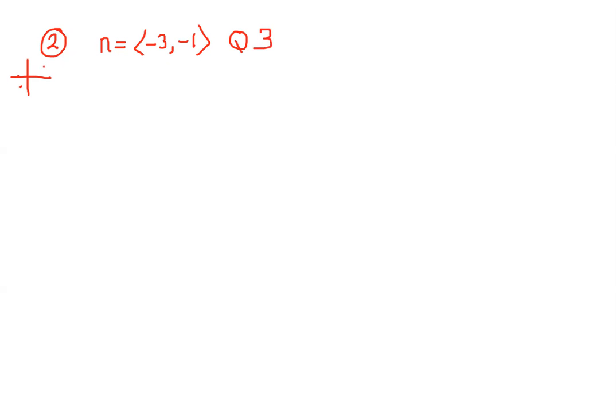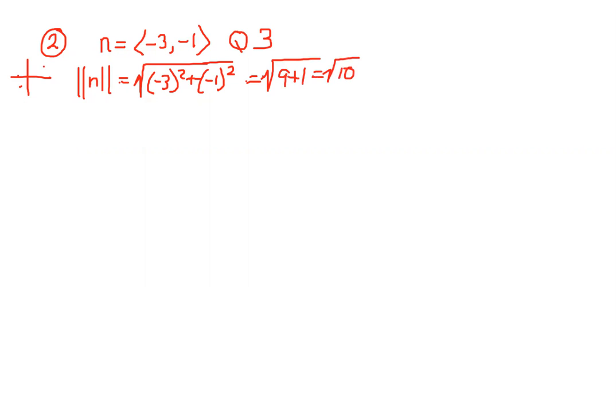Okay, so we're going to say, first of all, let's find the magnitude. That's easy. Square root of -3 squared plus -1 squared. But remember that these negatives all turn positive because we're squaring them. And we get 9 plus 1, or the square root of 10. And that equals about 3.16. There's our magnitude.